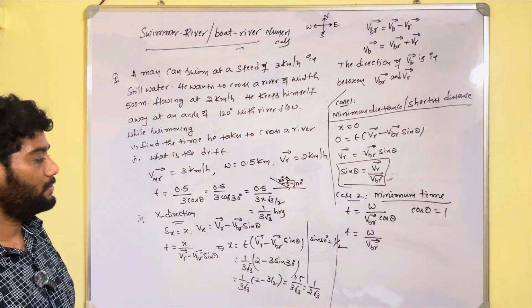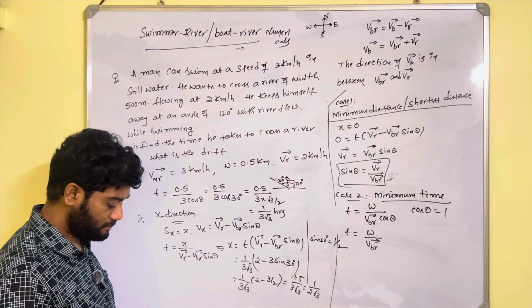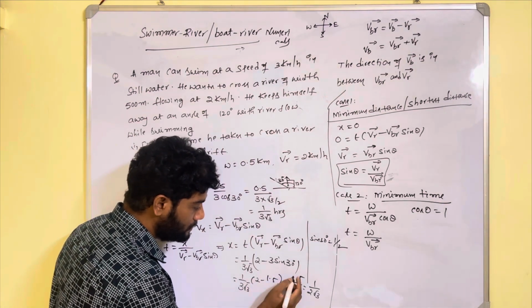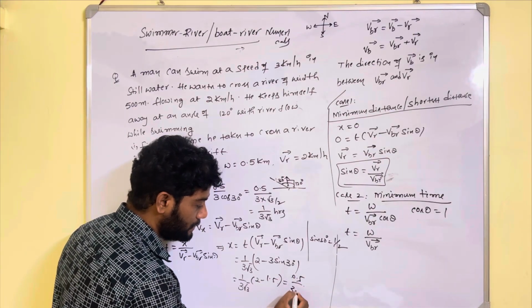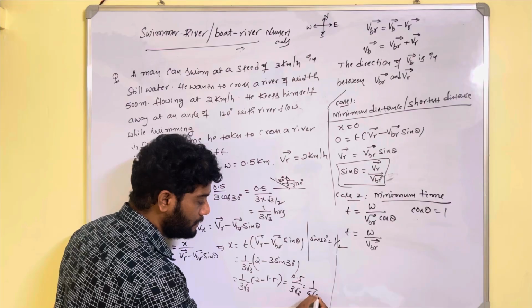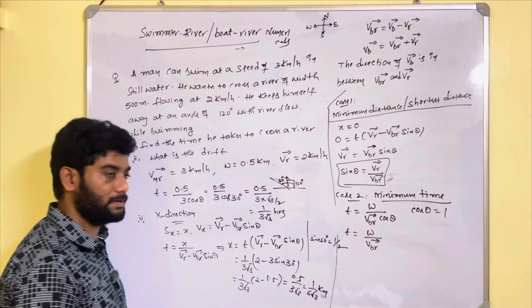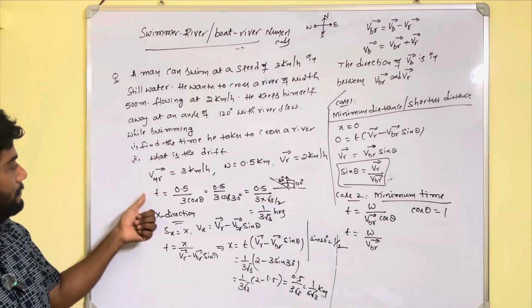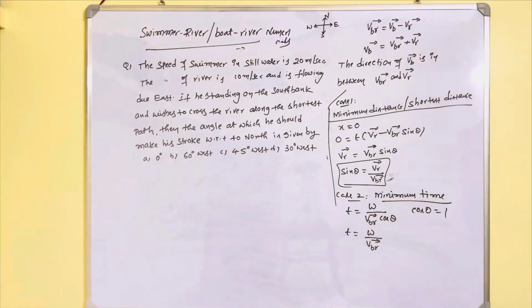Understand? This is the way we have to solve the question. But here some mistake is there. This is 2 minus 1.5, so this value should be 0.5. 0.5 by 3 root 3 means 1 by 6 root 3 kilometers is the drift. Understand or not? This is the question we have to solve. This is the overall question: what is the time asked and what is the drift asked.